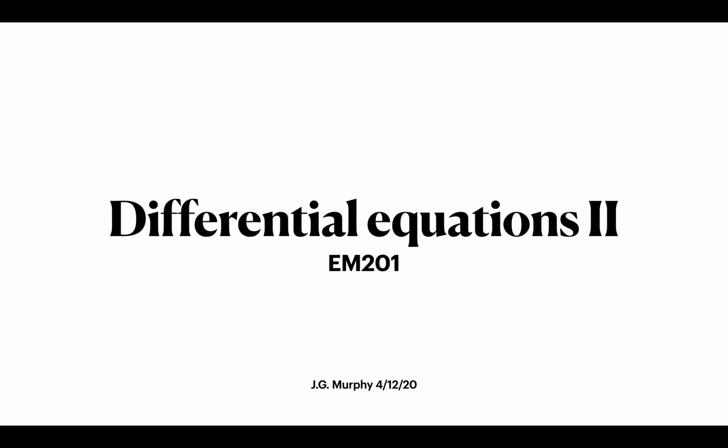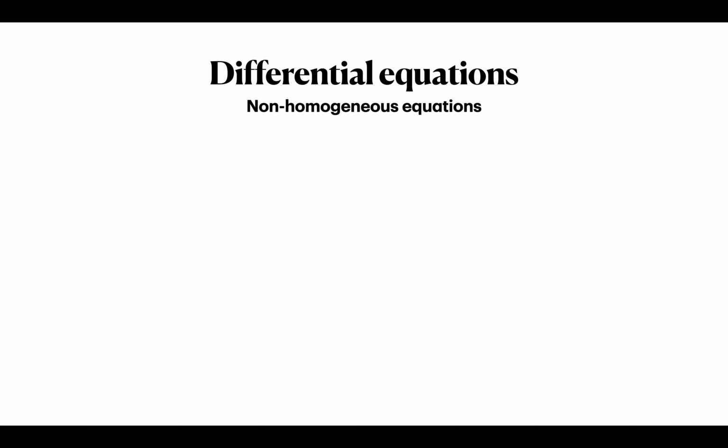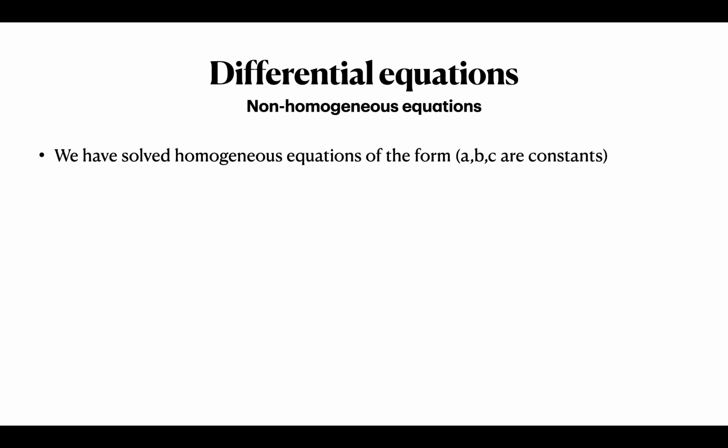So as I said, guys, what we're going to do is talk about situations where you have a differential equation, but on the right hand side, it's not equal to zero anymore. It's equal to something, and the something that we talked about in the first lecture is the input into the system. Okay, so we have solved equations of this form.